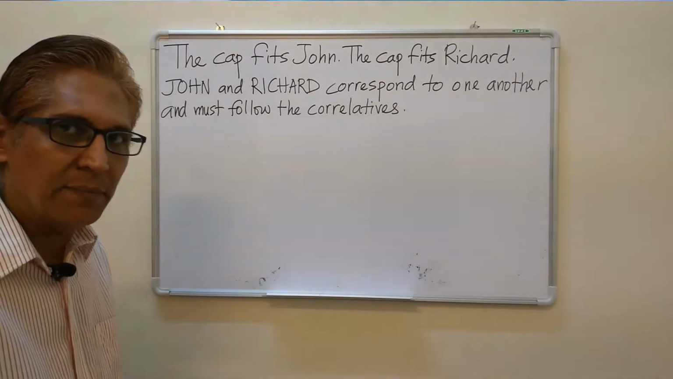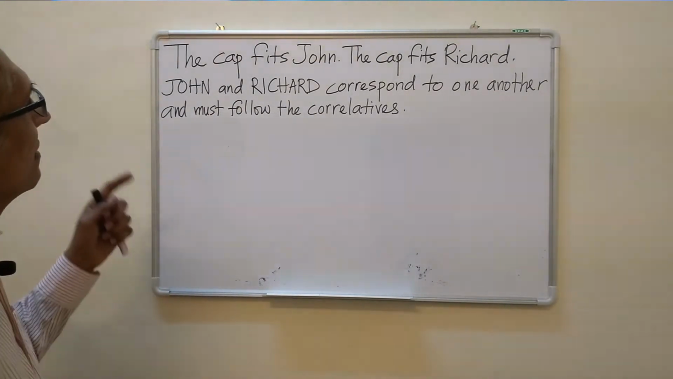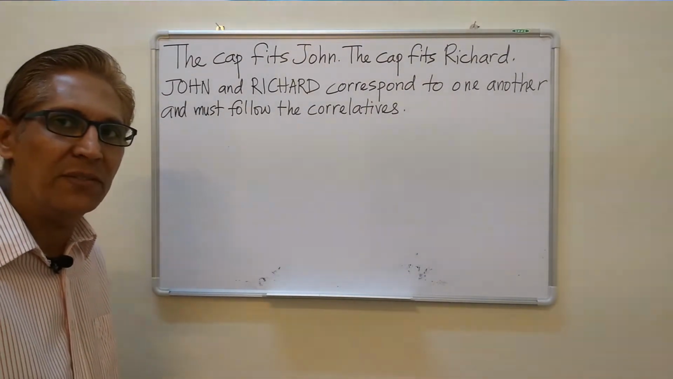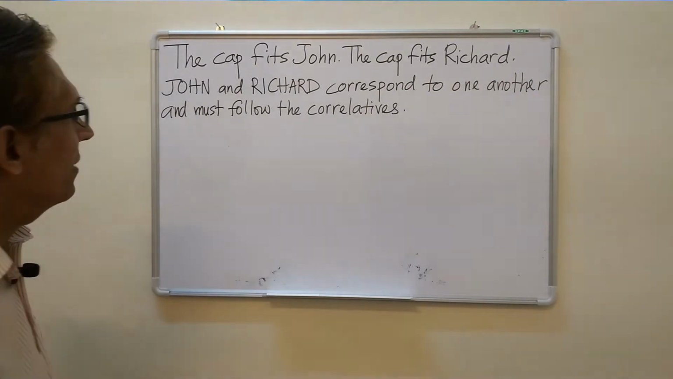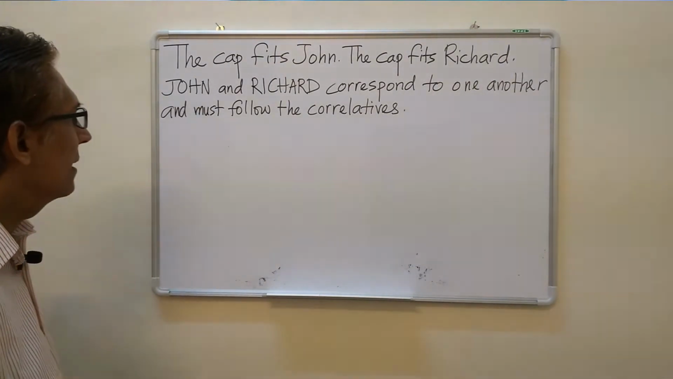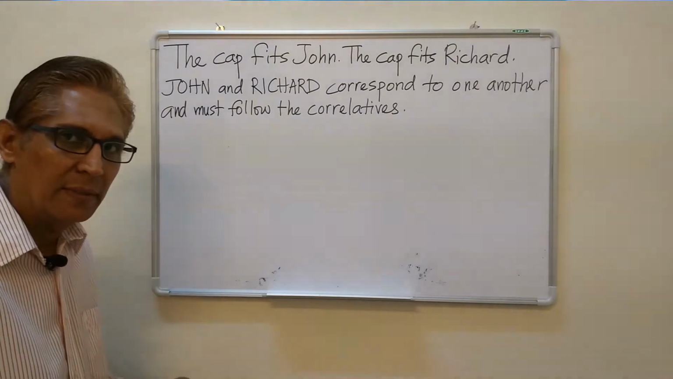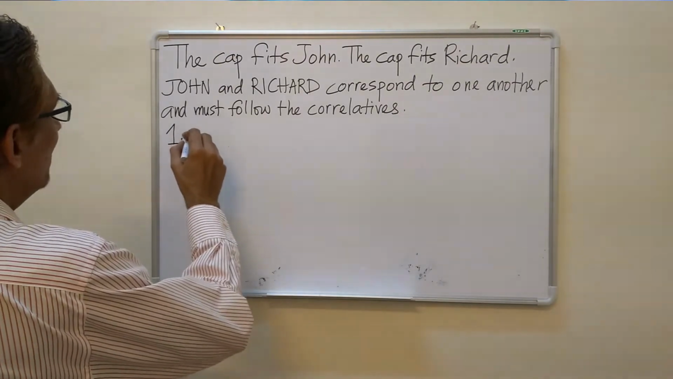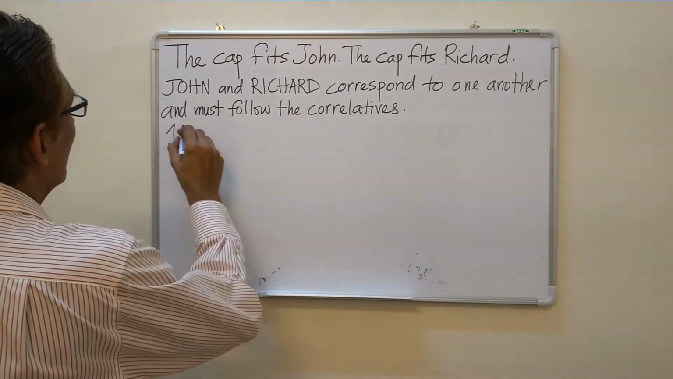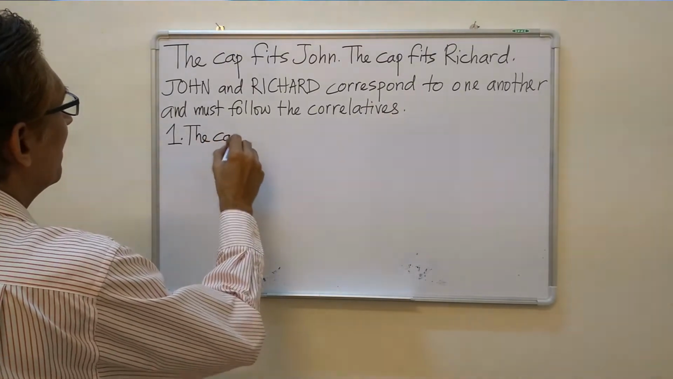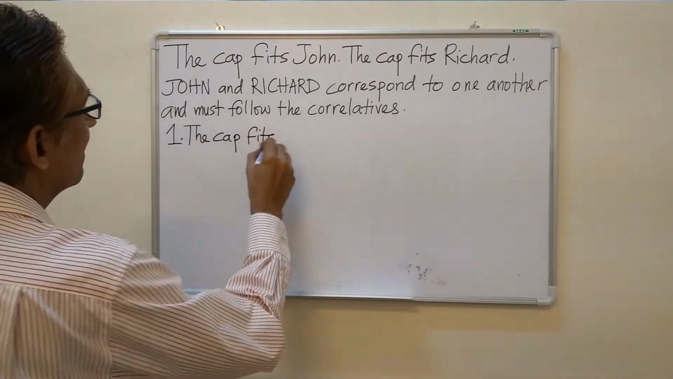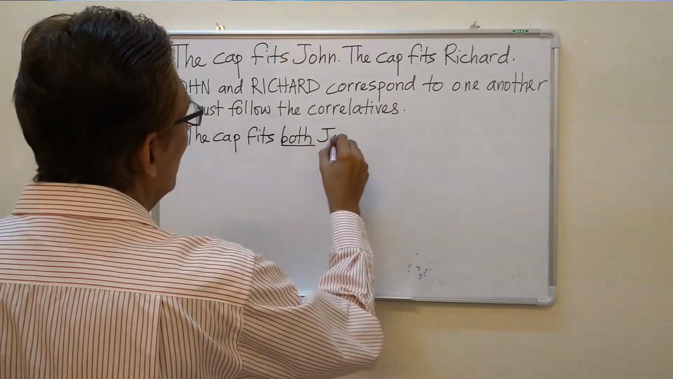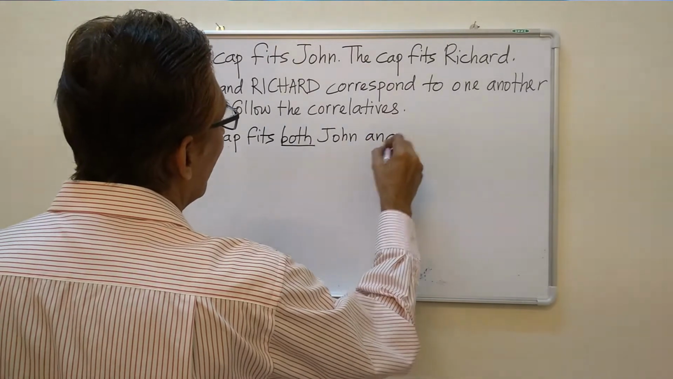Now, look at the 2 examples given on the board. The 2 examples of 2 simple sentences: the cap fits John, the cap fits Richard. John and Richard correspond to one another and must follow the correlatives. Therefore, we can proceed to join these 2 sentences in this manner using the correlatives. The cap fits both John and Richard.